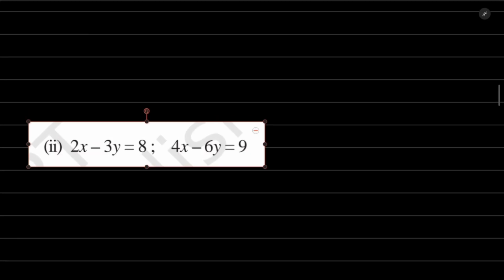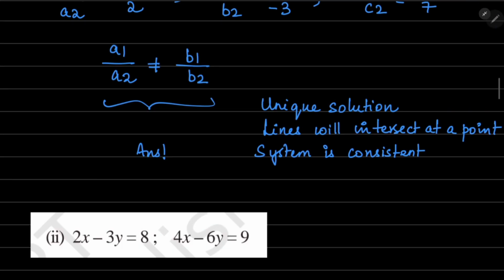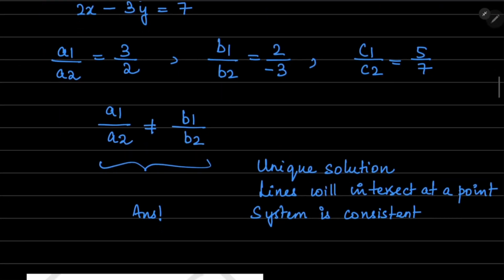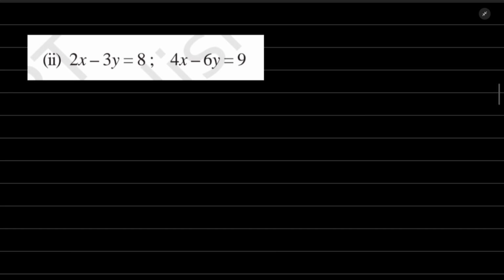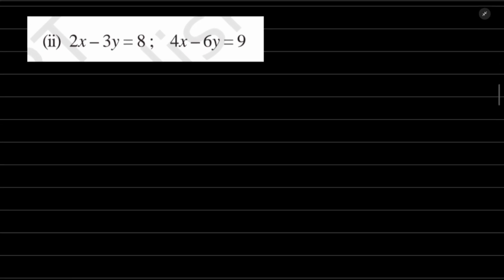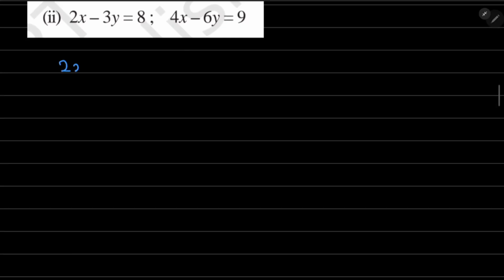So the second question is, you have to take the ratios. I hope you understood the previous one. Please do make a note of it. Each and every question of NCERT, you can take it as a learning. You have to learn something out of each of the questions. Please practice it. It's very much needed that you practice all of these NCERT exercise questions. So the second one is 2x minus 3y equal to 8 and 4x minus 6y equal to 9. Let's take the ratios.